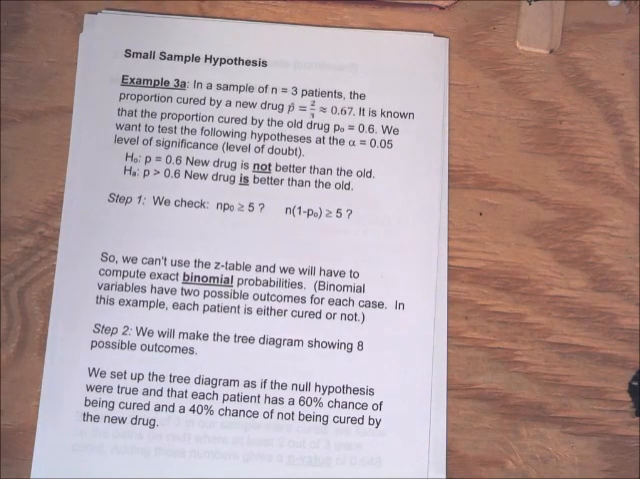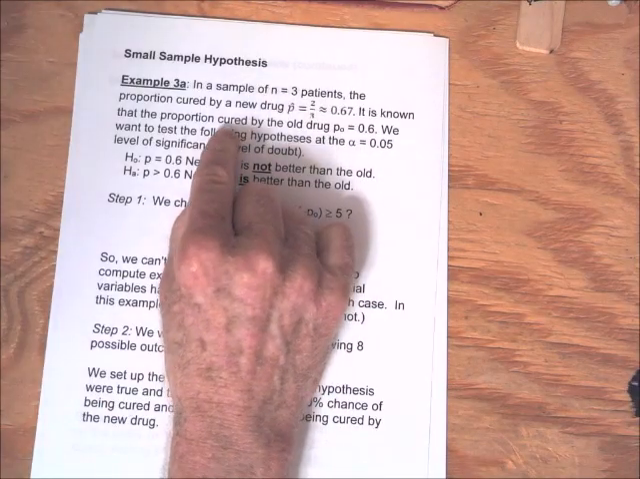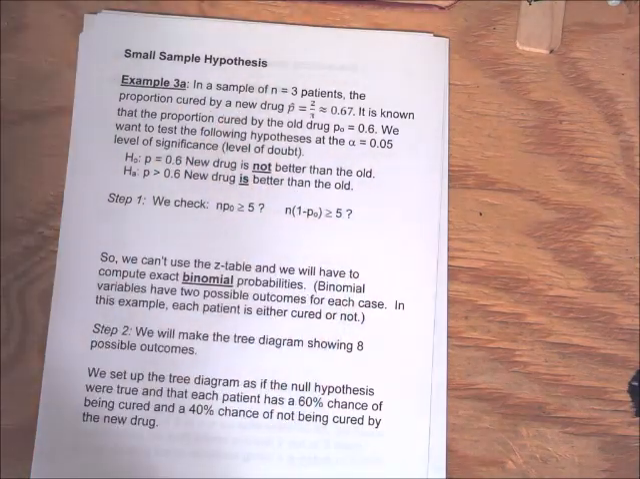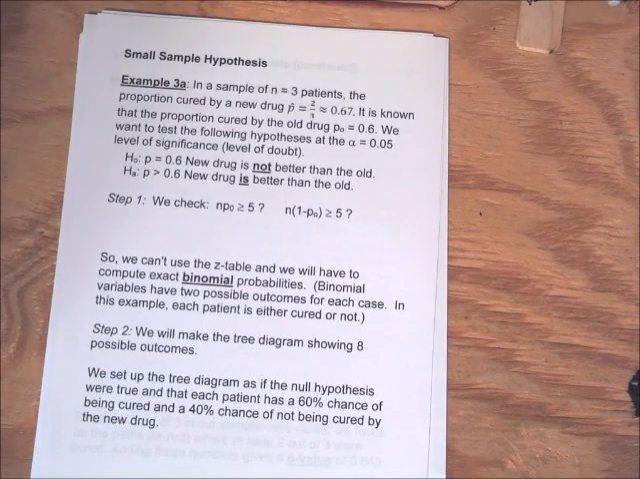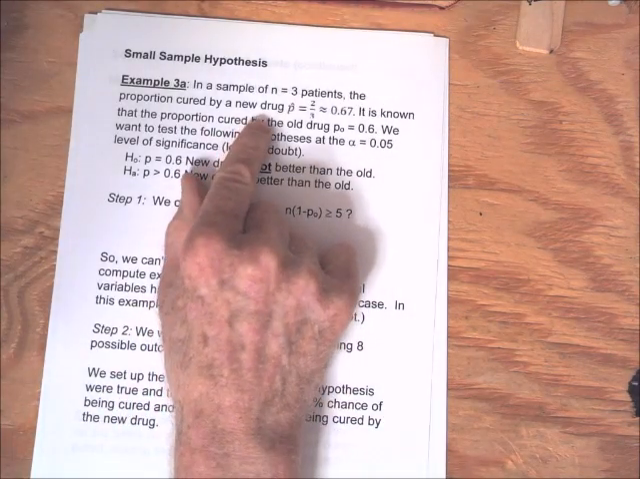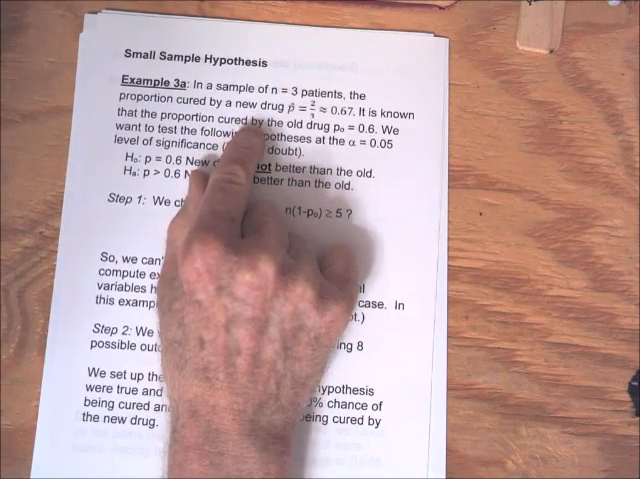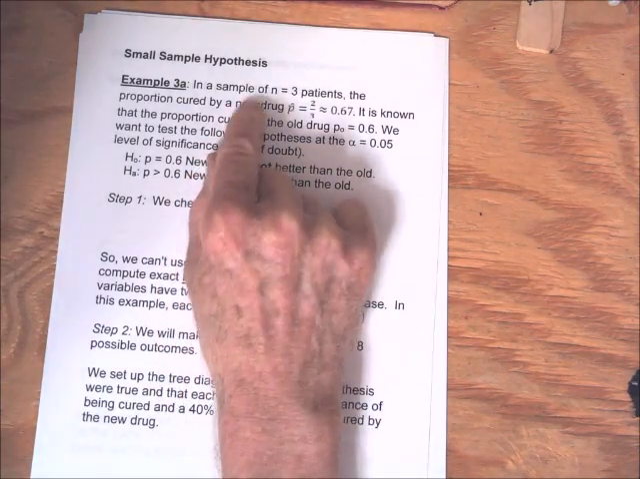Going to go over some examples of small sample hypotheses. For the larger samples, we can use a shortcut to find the approximate probabilities, but for very small samples, we need to use the exact probabilities, and to do that, we will be using a tree diagram.